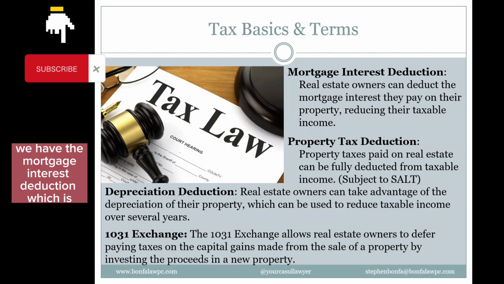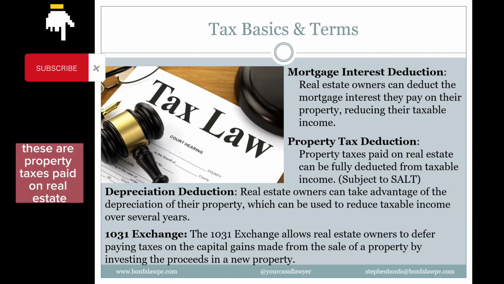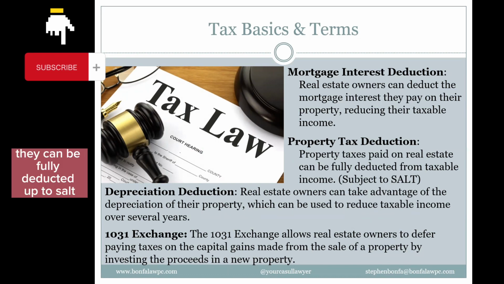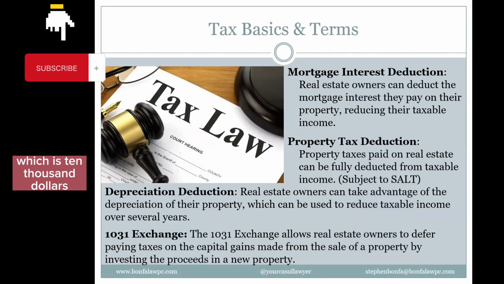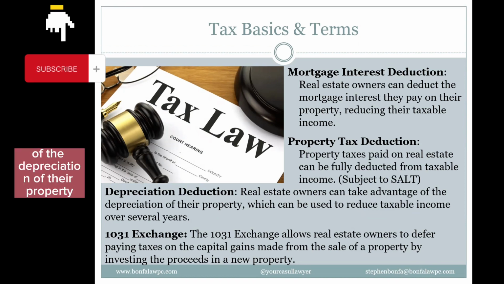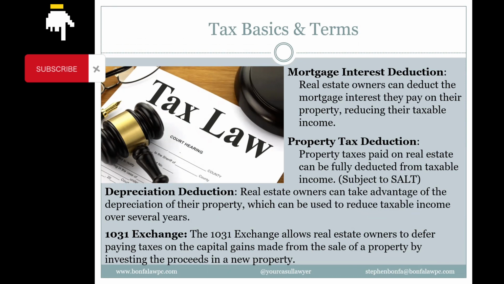We have the mortgage interest deduction, which is real estate owners can deduct the mortgage interest they pay on their property, reducing their taxable income. Property tax deductions, these are property taxes paid on real estate. They can be fully deducted up to SALT, which is the state and local tax limitation, which is $10,000. Depreciation deduction, this is real estate owners can take advantage of the depreciation of their property, which can be used to reduce your overall taxable income.